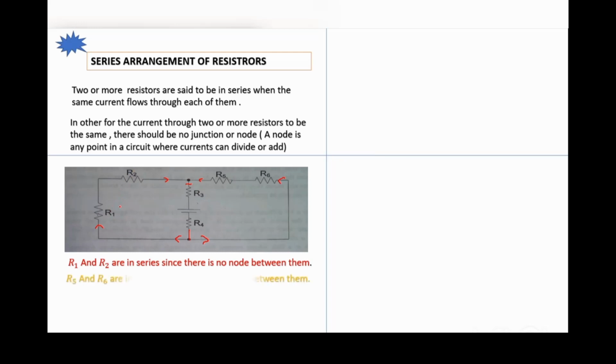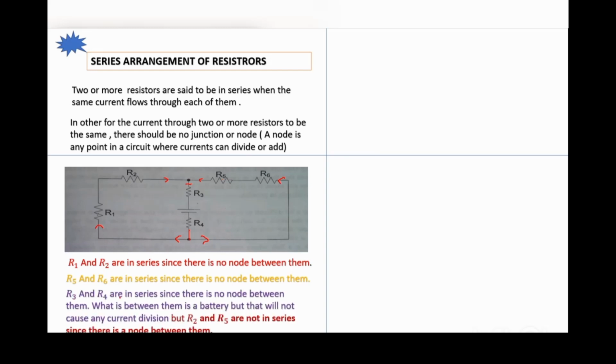Let's check the next one, which is R5 and R6. When current moves from here and flows through this wire, it gets to R6. But you can still know that it will be the same current flowing through R5, since there's no node here. So they'll have the same current. As we know, for resistors to be in series, they'll have the same current flowing through them. Therefore, R6 and R5 have the same current, so they are in series.